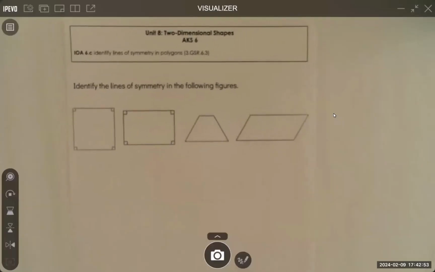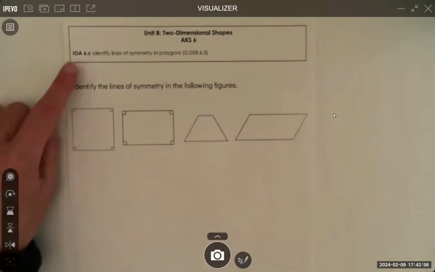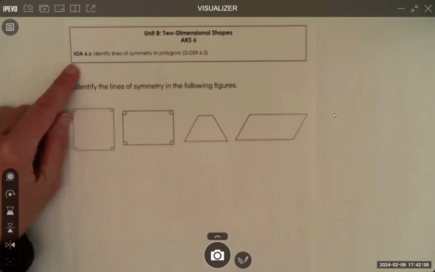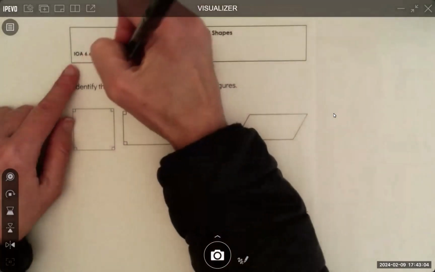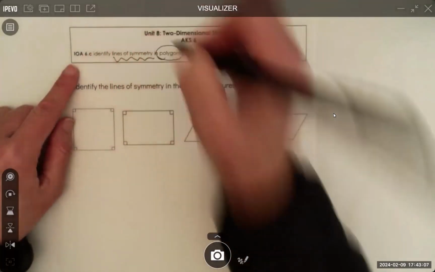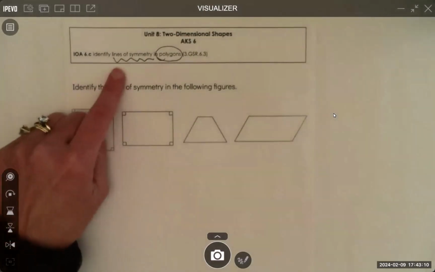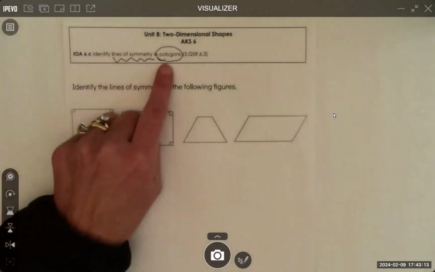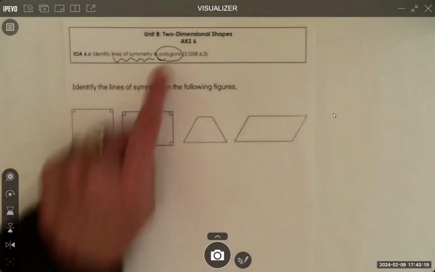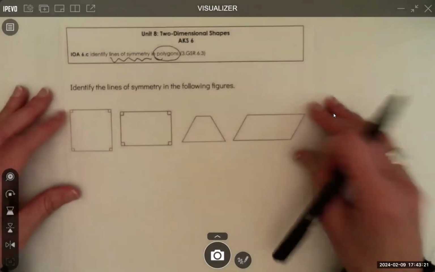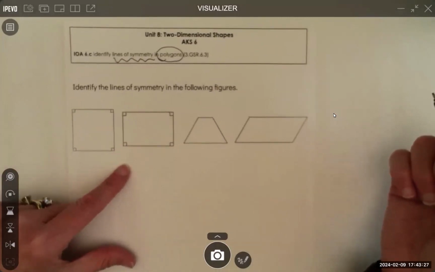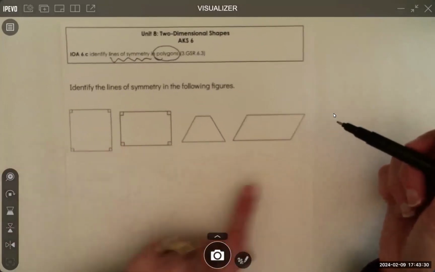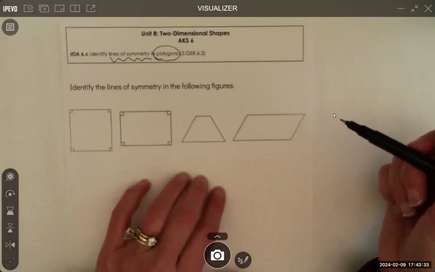Okay, let's take a look at IOA 6C that is in our geometry unit. This IOA requires our students to identify lines of symmetry in polygons. All right. So they are trying to find these lines of symmetry in all polygons, both three-sided, four-sided, five-sided, and six-sided figures. Here, we are going to anchor our thinking for this IOA in this particular problem that states identify the lines of symmetry in the following figures. You can see these are all quadrilaterals, and we will come back to this, okay?